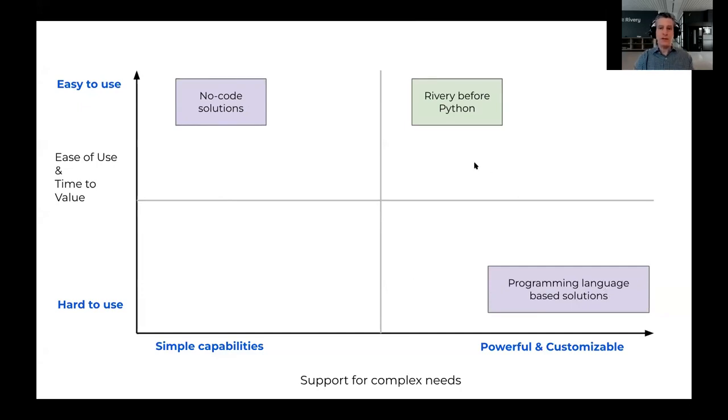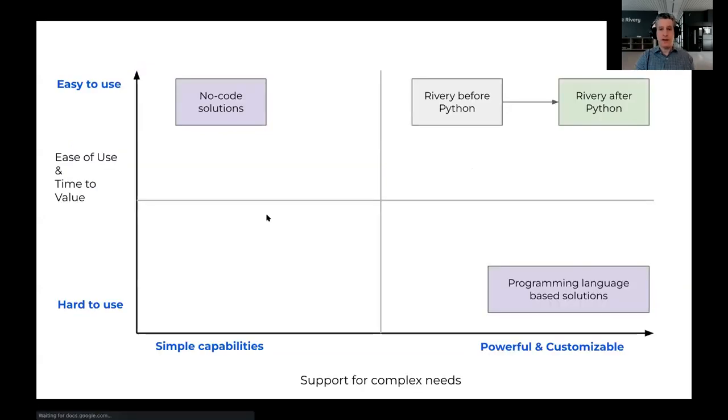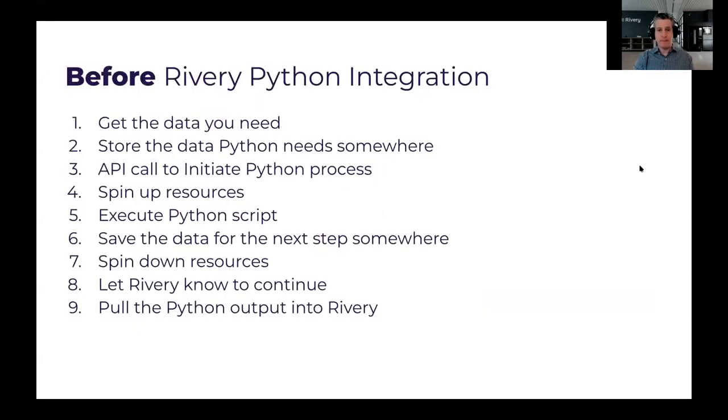And Rivery could really handle most of the use cases before we added Python, but not all of them. For instance, if you want to do machine learning or complex data analysis, sometimes there's some optimizations you can do for custom performance or custom connectivity. That's where you need a programming language like Python. And now that we've added the Python integration, we really give the best of both worlds. For most use cases, you have an easy to use solution, which can do most of what you need to do. And for those edge cases or really powerful customizable cases, you have Python.